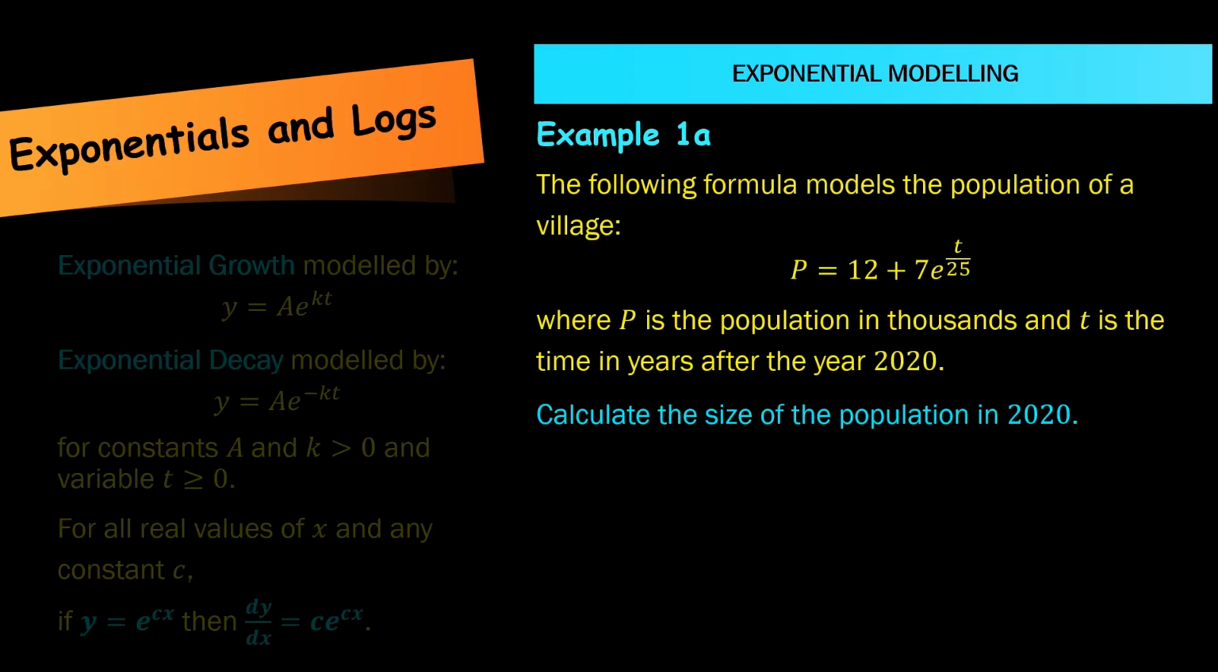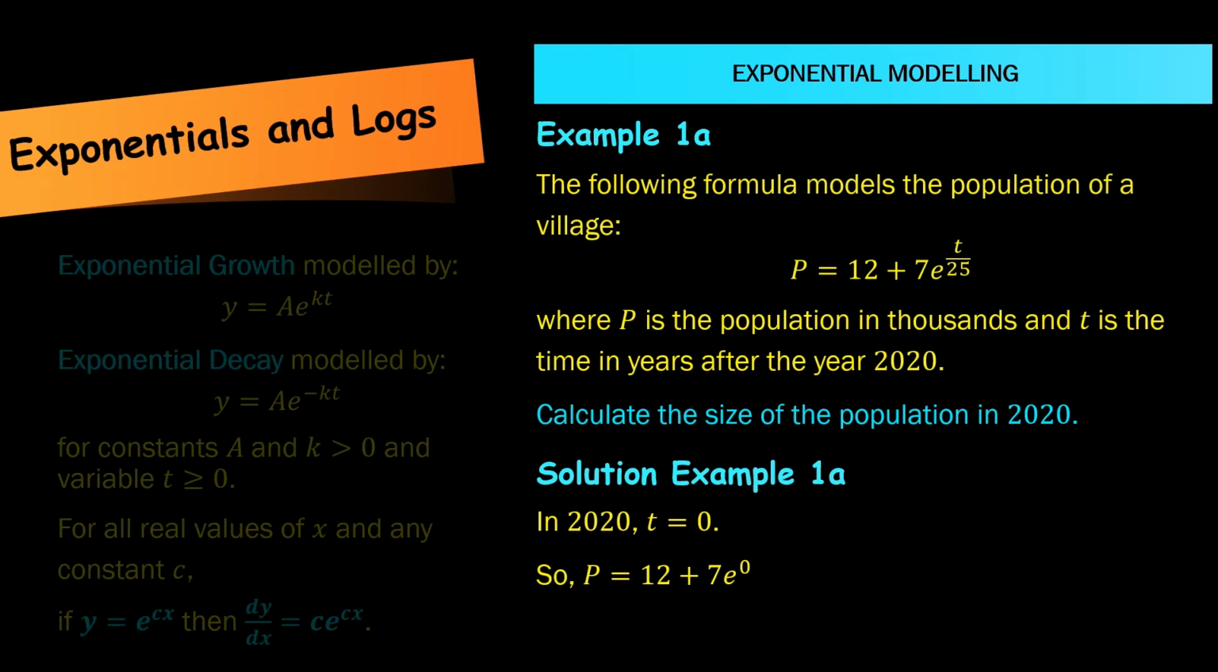So let's solve example 1a first. The following formula models the population of a village. P is equal to 12 plus 7 times e to the power t over 25, where P is the population in thousands and t is the time in years after the year 2020. Calculate the size of the population in 2020. So let's solve this. In 2020, t is equal to 0.